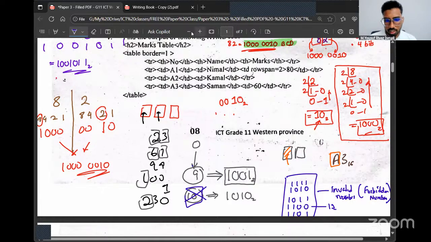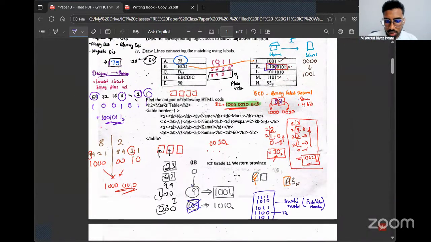The reason I said the answer K is wrong is because in K, the first 4 bits are representing a value of 12, and 12 cannot be represented using a single decimal digit. Same reason for M as well. In M, 1101 represents the value of 13. You can't have a digit with a value of 13. So now it's clear why K, L, and M are not suitable for BCD numbers.